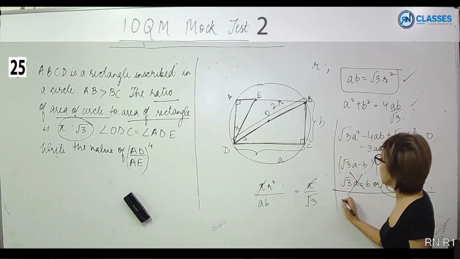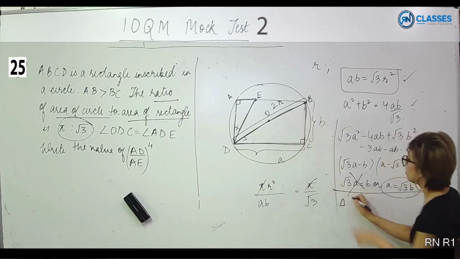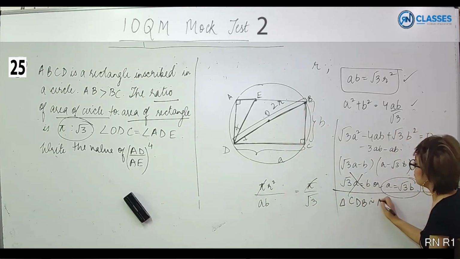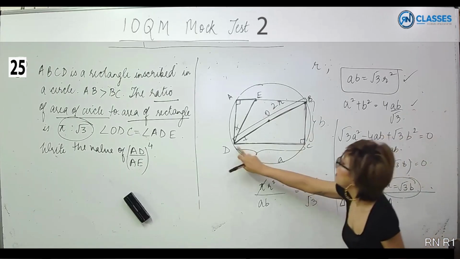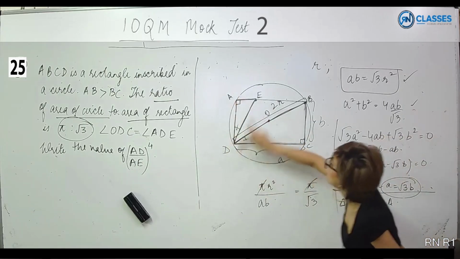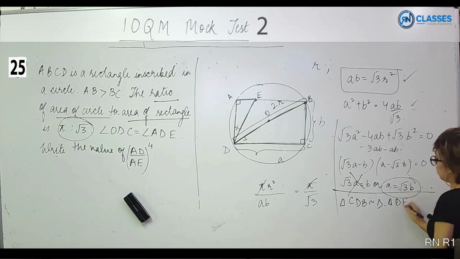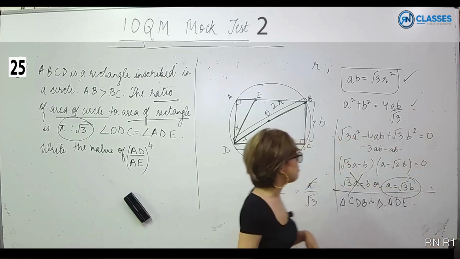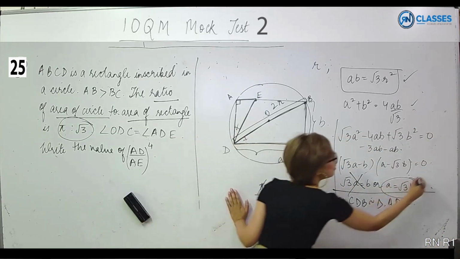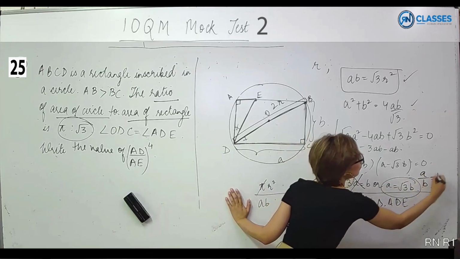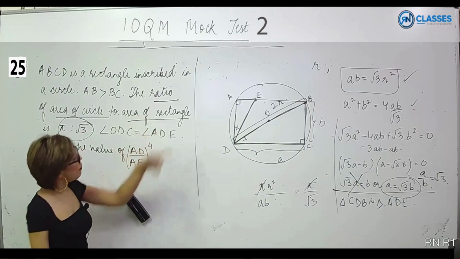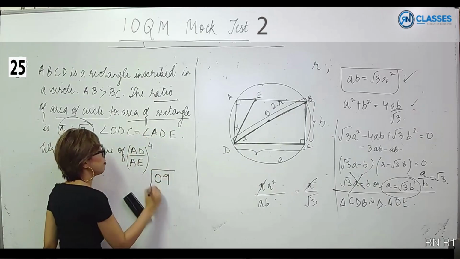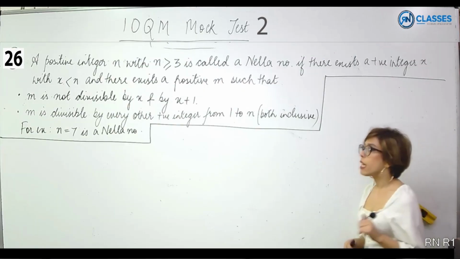Let me just write the similarity statement. So I can write triangle CDB is similar to triangle CA, so triangle A, and for D I will go with D, so this is ADE. Just write the similarity statement and also you already know this ratio A by B, which is equal to root 3. You will get AD by AE as root 3 raised to 4, the answer is 0.9. Alright, on to the next one.